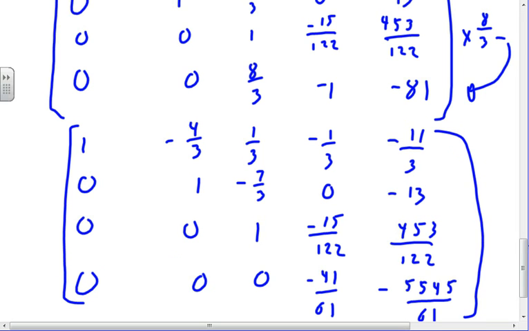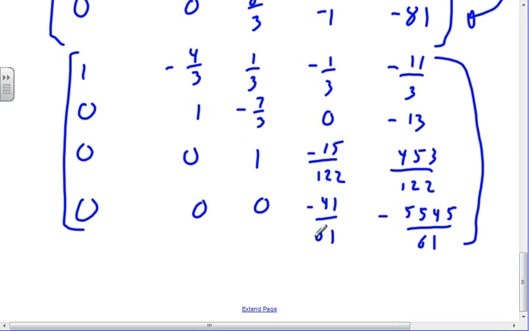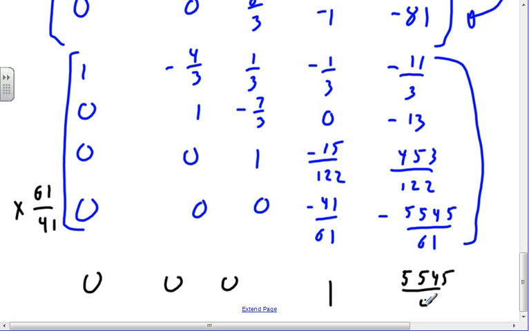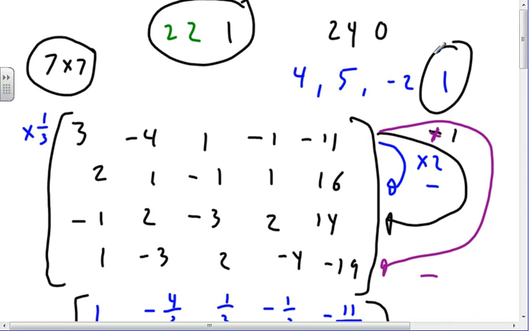Okay, now the next step is the step where we throw everything away and go home or not. So I'm going to multiply by 61 over 41. So 5545 divided by 41 equals the wrong answer. So at this point, I'm going to get 0, 0, 0, 1 on the bottom row, and I'm going to get 5545 over 41 there, and I'm supposed to have a 1 because W was supposed to be a 1. So at that point, I know I made a mistake. There's no reason to go further.